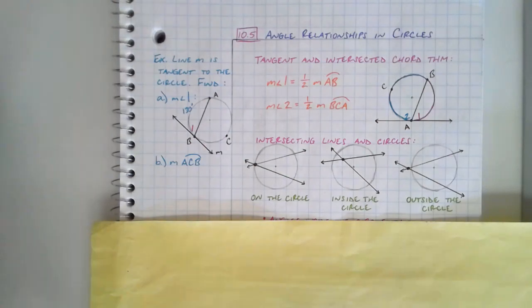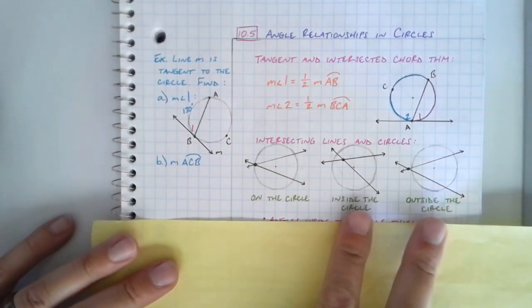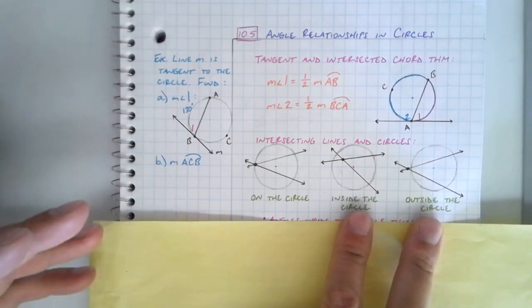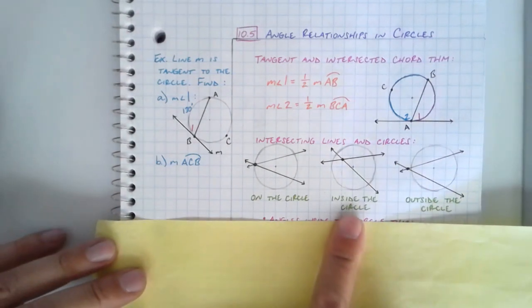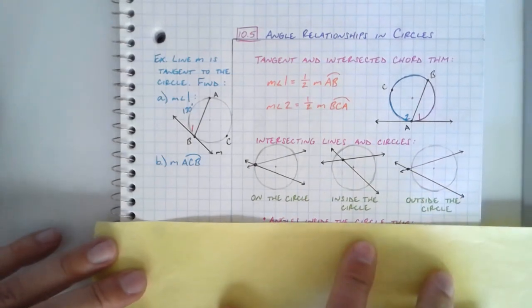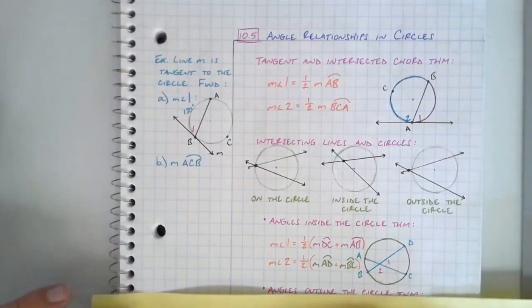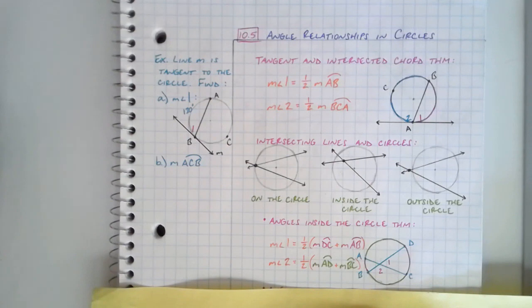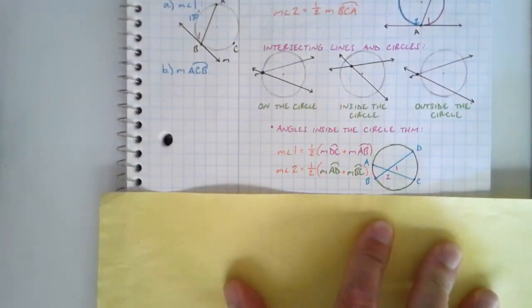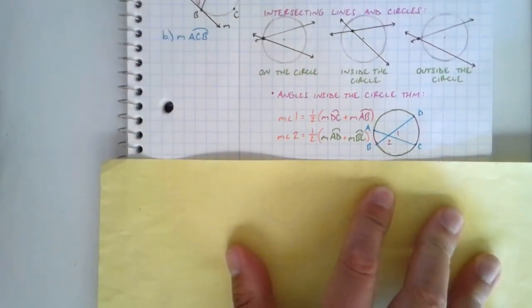Okay, so now let's talk about these two other ones. What happens if that angle is not on the circle itself? Let's look at first this one. What happens if the angle is inside the circle? You're going to notice that the formula for this is going to be similar. You're going to see some similarities, but you're going to see some differences as well.